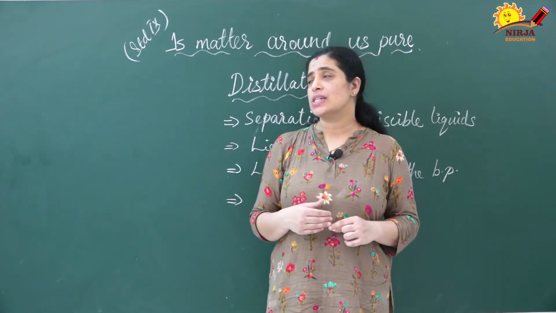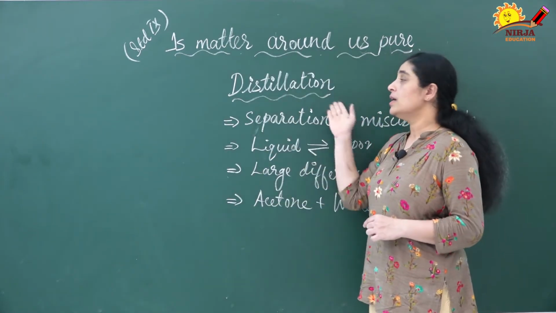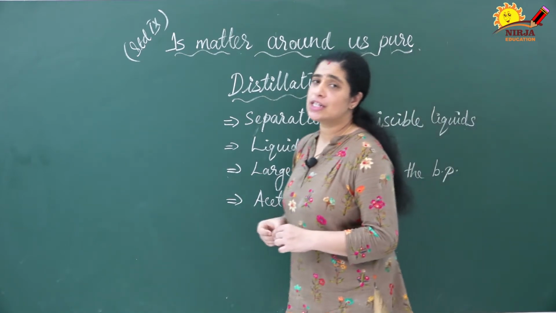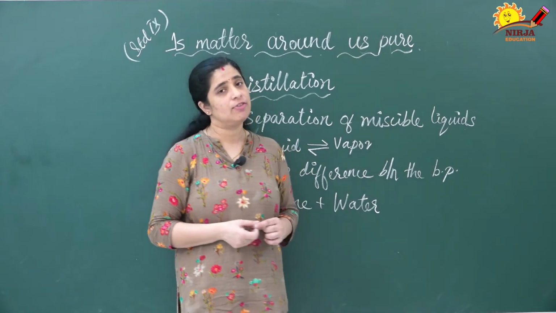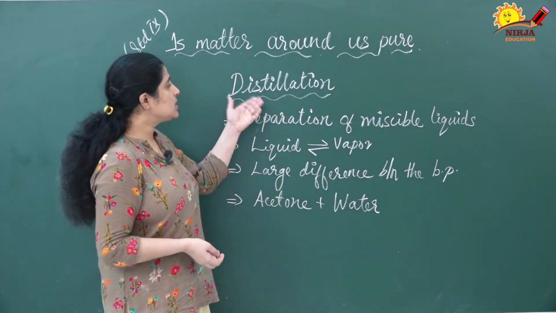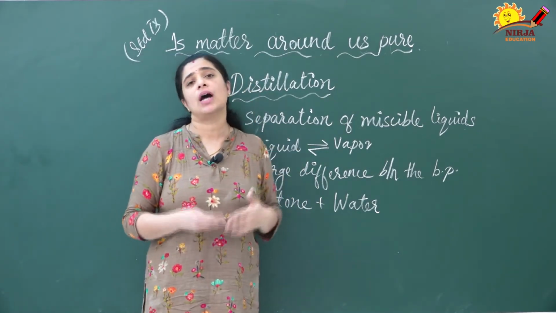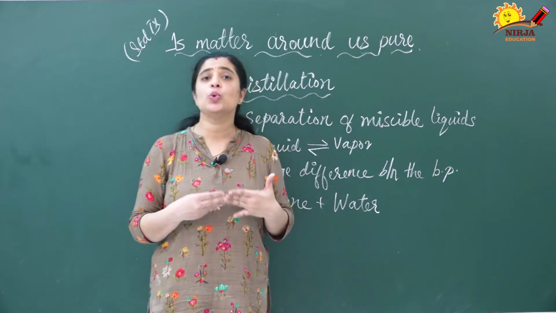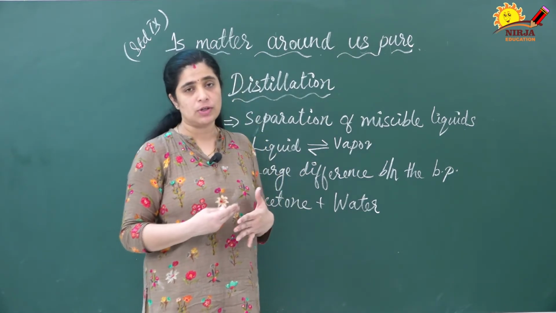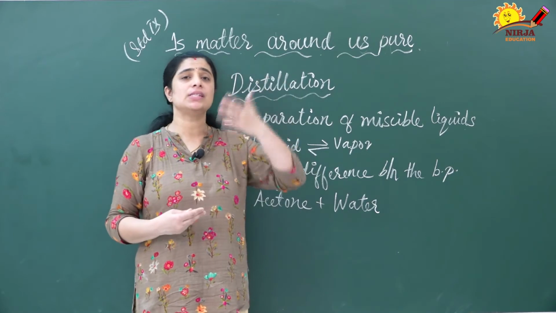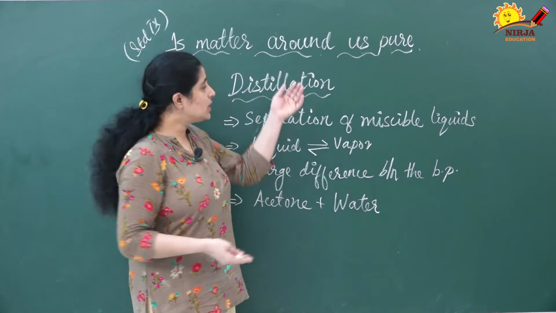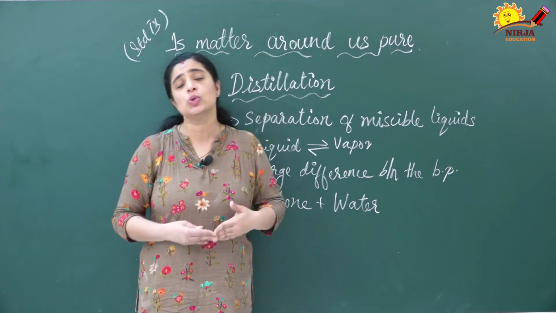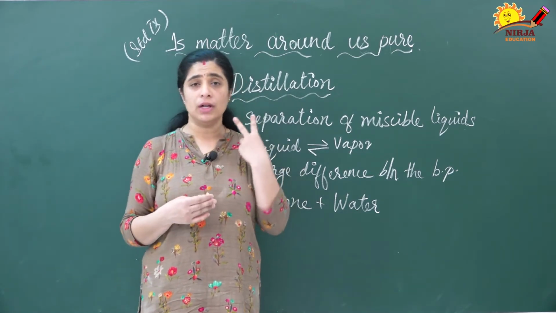We are going to discuss the separation technique, that is distillation. How distillation is done and where we have to use this distillation method, that we will discuss today. So distillation, already we have discussed how we can separate two immiscible liquids. Immiscible liquids means they will not mix with each other. Already we have taken the example of kerosene and oil. So this distillation method is used to separate two miscible liquids.